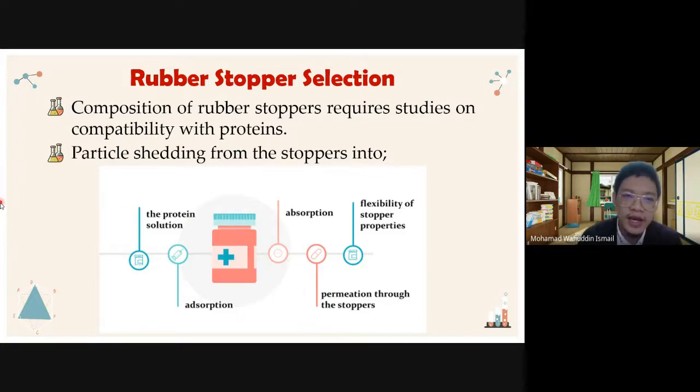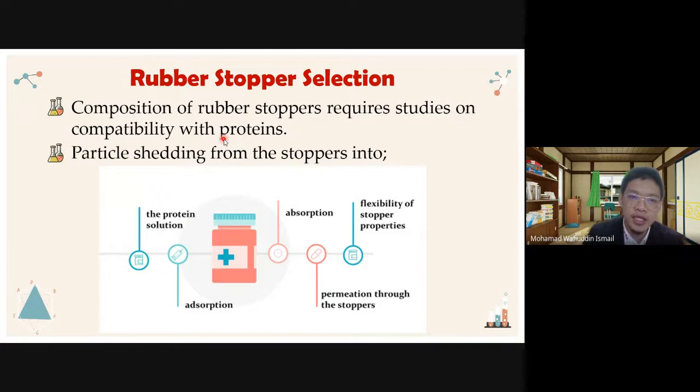Okay, right. So next we look at the rubber stopper selection. The composition of rubber stoppers requires studies on compatibility with protein. Again, it's the same as the selection of the glass vial. So meaning we must ensure there is no interaction, it must be stable to be used in our formulation. So that's the important thing.